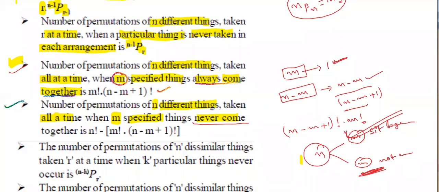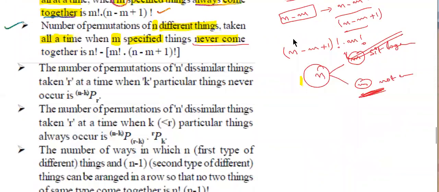Or we can follow another method also. Whenever the problem comes, I will explain. Don't worry. So m specified things never come together means in the total permutations, we subtract those where the specified persons come together. So the remaining is those where the specified persons do not come together. That is the meaning.